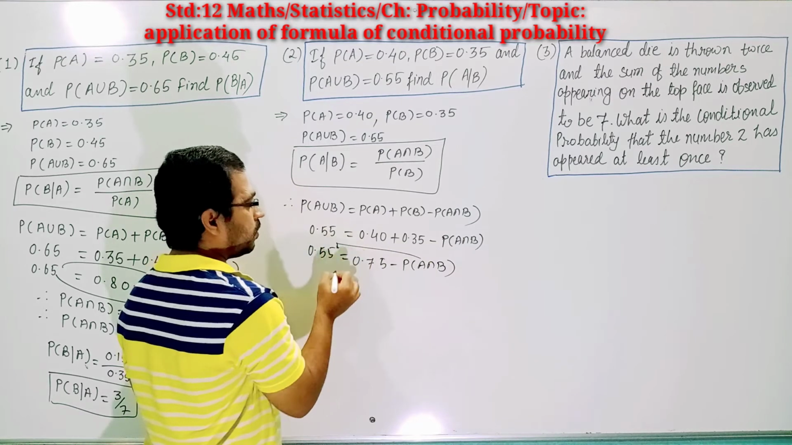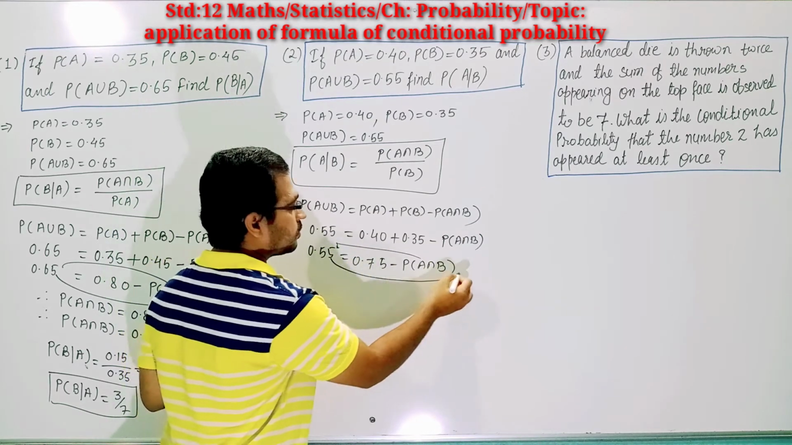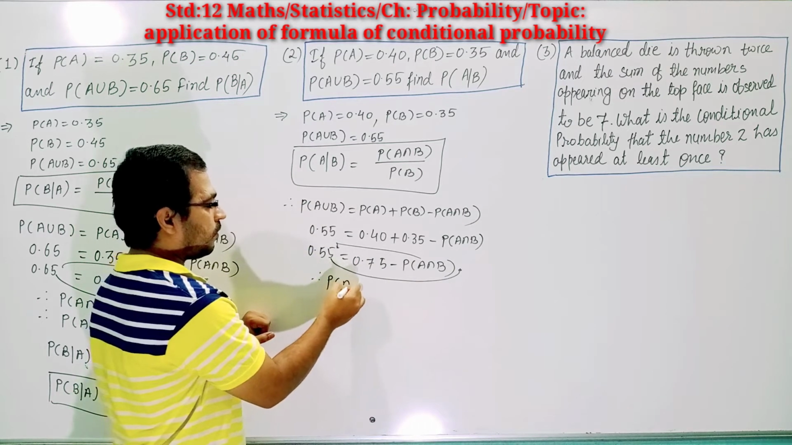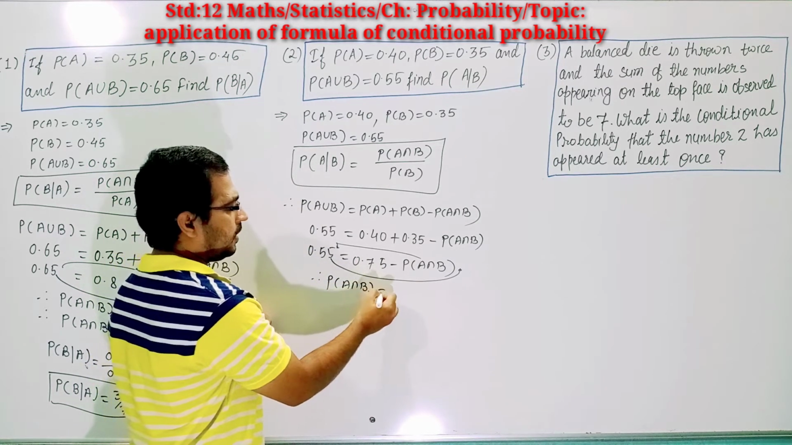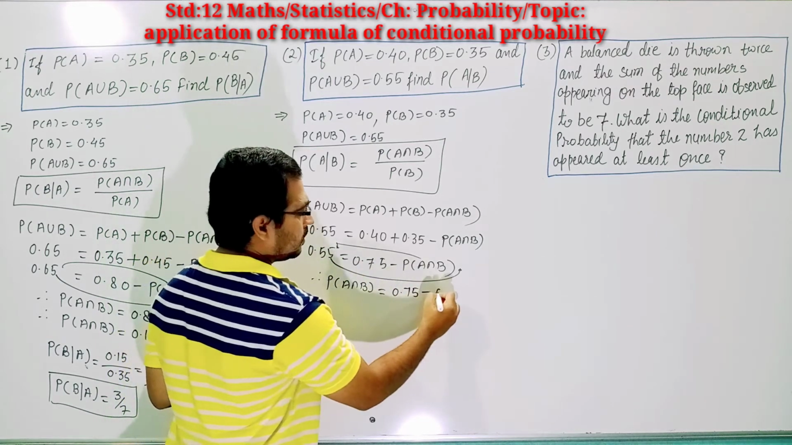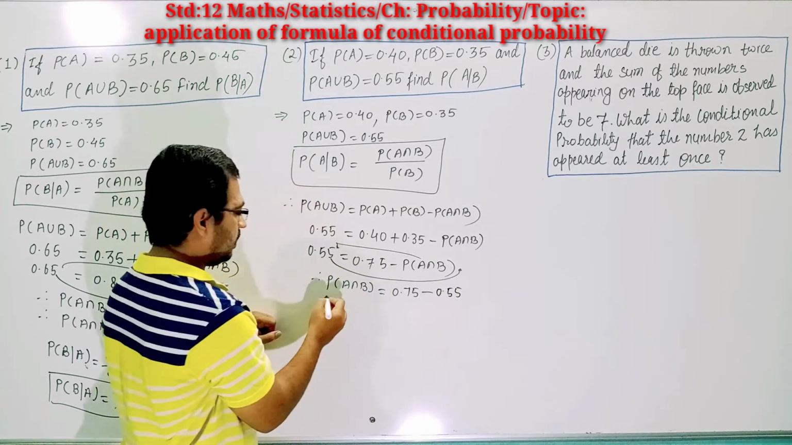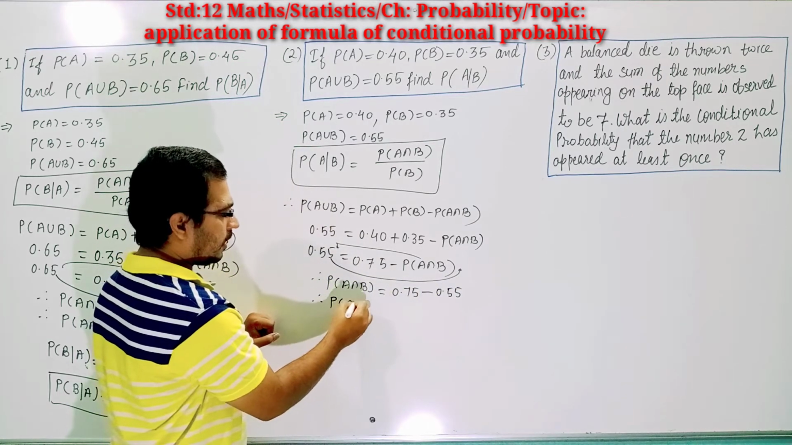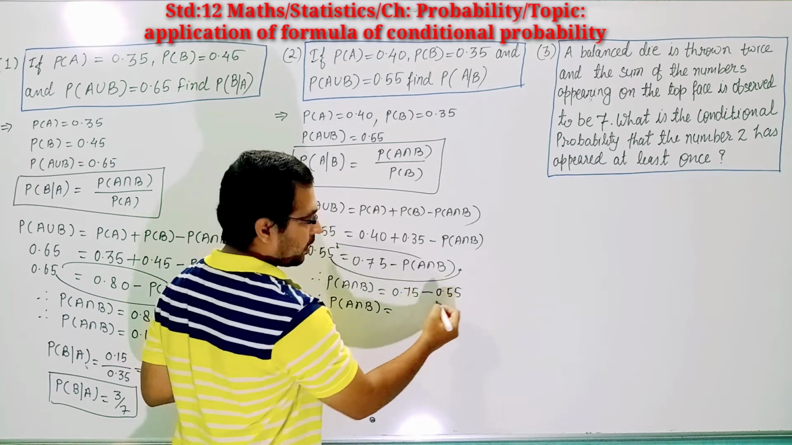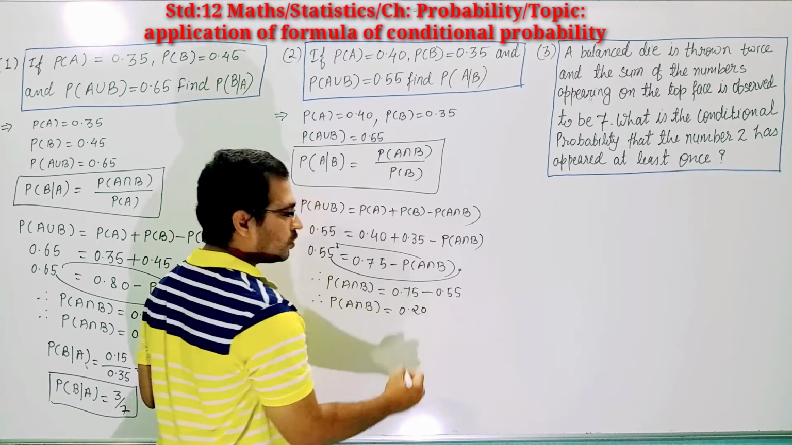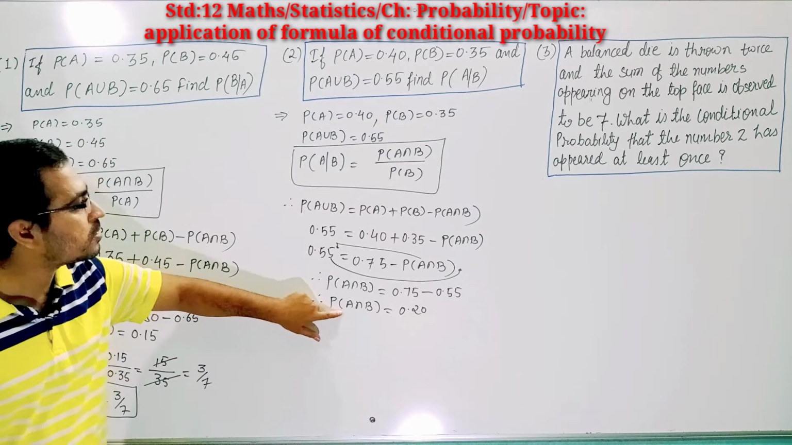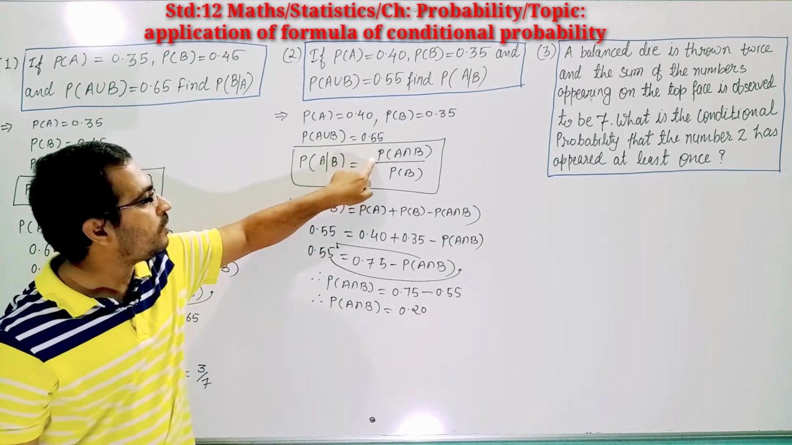Okay, it goes to the left side and 0.55 comes to the right side. So what we are getting? Probability of A intersection B is equal to 0.75 minus 0.55. So the probability of A intersection B is 0.20. Okay students, now substitute all these values in the given formula.